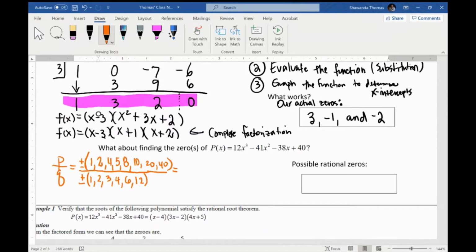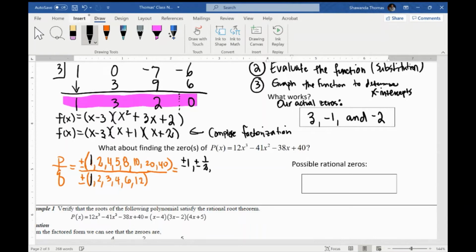All right, let's look at it. So the first thing I'm going to do is divide 1 by 1. What do we get? 1. So I'm going to write plus or minus 1. All right. Next, I'm going to divide 1 by 2. What do we get?